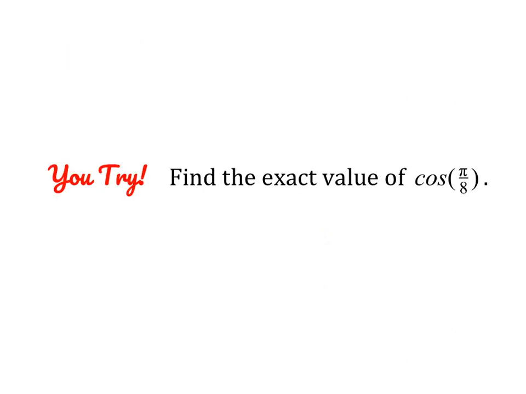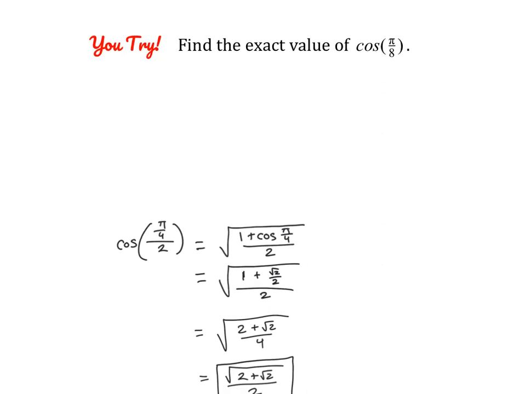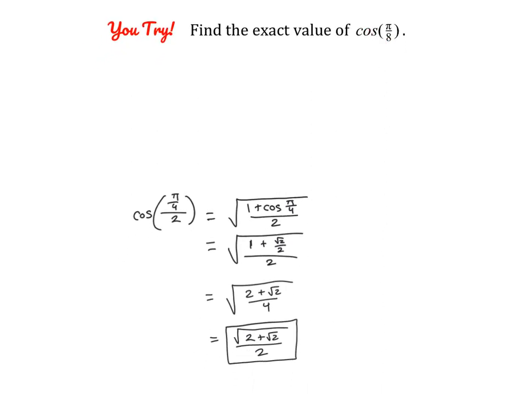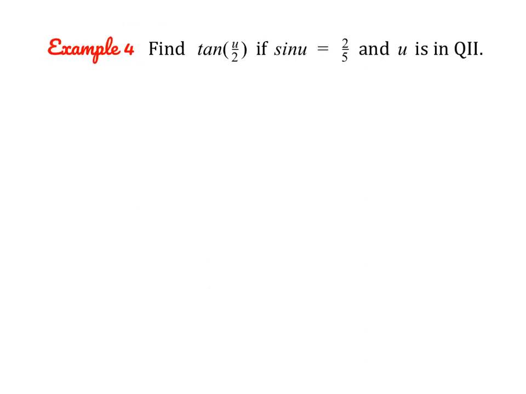Okay, go ahead and pause the video and see if you can find the exact value of cosine of pi over 8 without using a calculator. Okay, so if we rewrite this as the cosine of (pi over 4) divided by 2, we can then use our half-angle formula to evaluate. Again, make sure you simplify fully and it's clear when your denominator is included in the radical and when it is not.